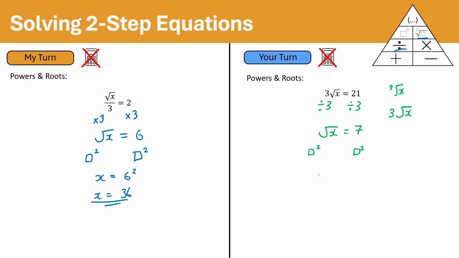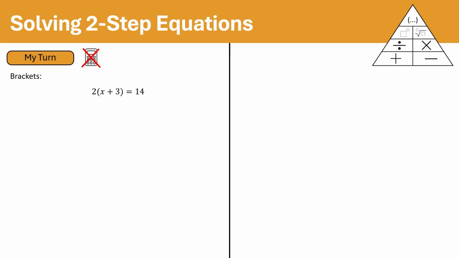On the left-hand side, that'll leave me with x, and on the right-hand side, I have 7 squared. 7 squared is 7 multiplied by 7, which is 49. We'll now look at an example that has some brackets. So here we have 2 upon x add 3, and that's equal to 14.